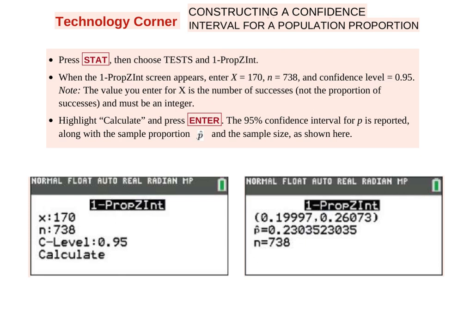So when that appears, if we want to use the problem that we just worked through, x is going to be 170 because that is the number of successes, not the proportion of successes. And so n is 738. Our confidence level is 0.95, and then we calculate. And so the thing in parentheses is the lower value to the upper value. So it was really close to 0.2 and 0.26. And our p hat is 0.230. And of course, our n is 738. And look at that. It does it for you.